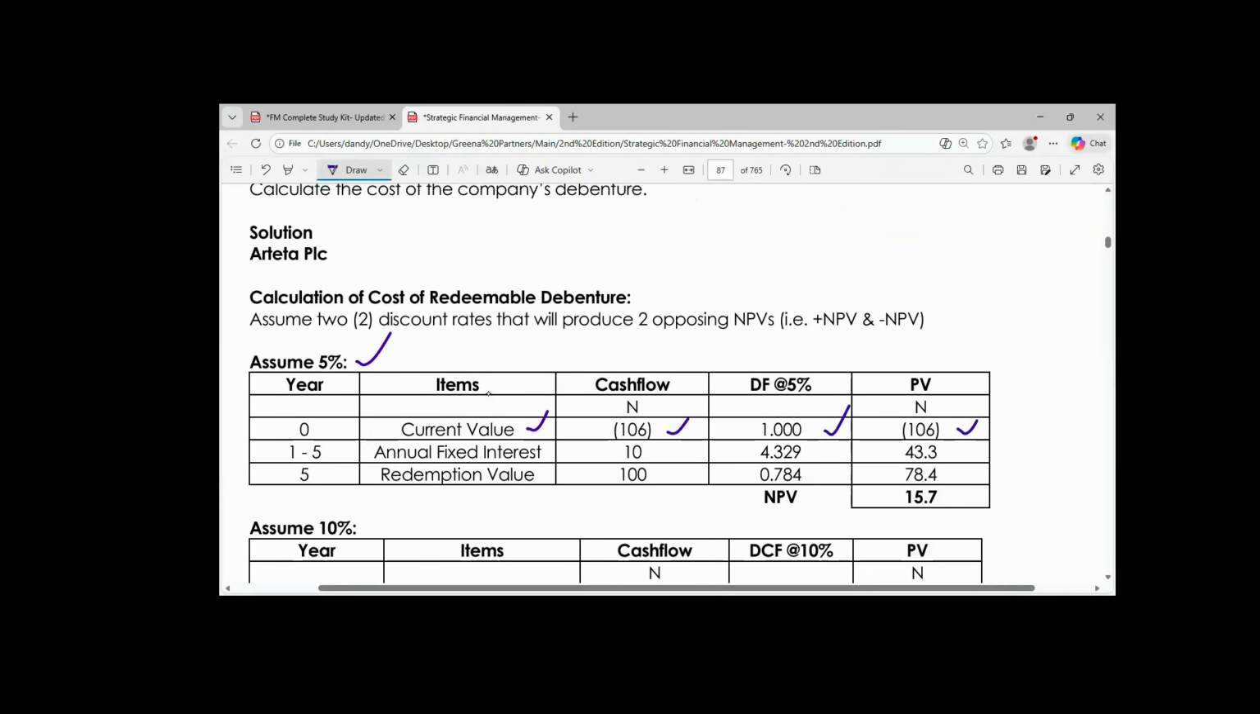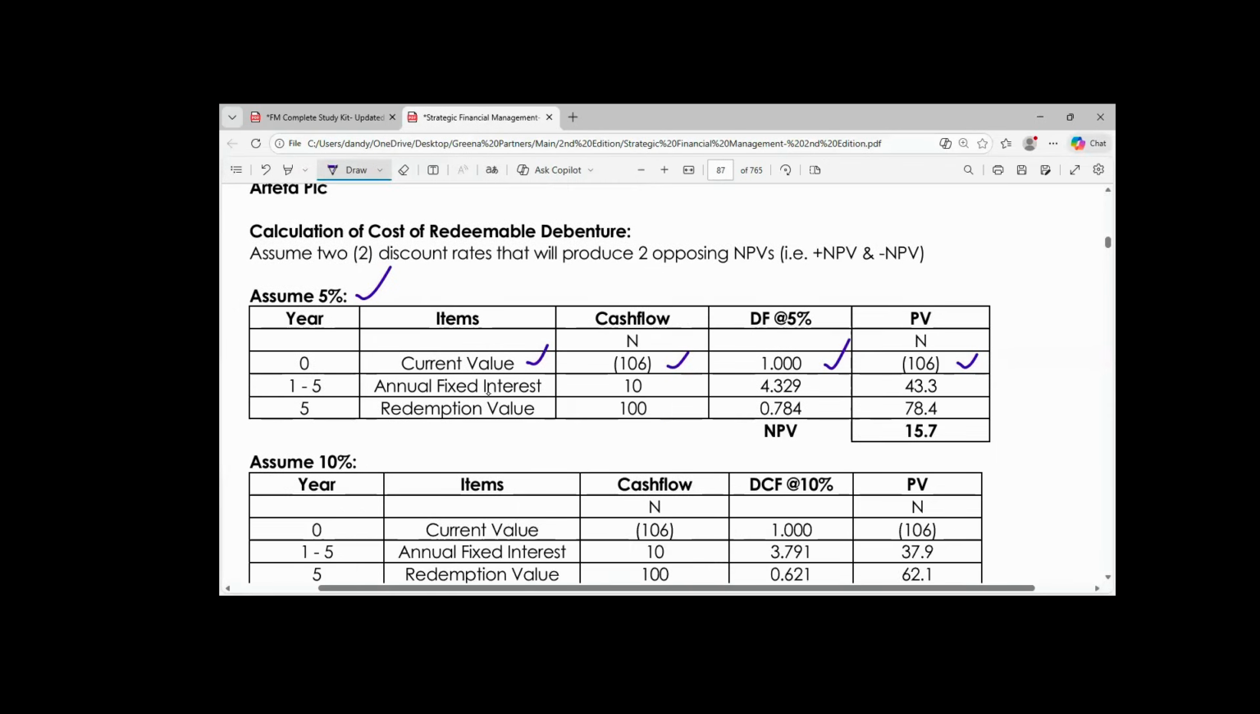Remember our definition of redeemable debts. We said redeemable debt is the one in which the company is expected to pay annual fixed interest and the principal at the maturity date. So meaning that every year the company will be paying annual fixed interest. Then when the debt matures, the company will pay back the principal that the investors have contributed in the business. So for me to now calculate my NPV, I need to determine the present value of the annual fixed interest.